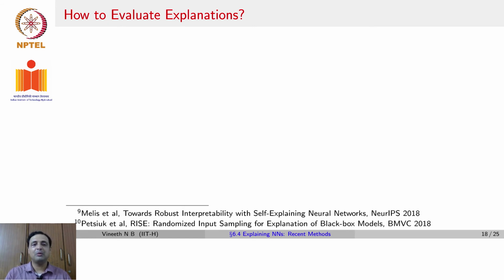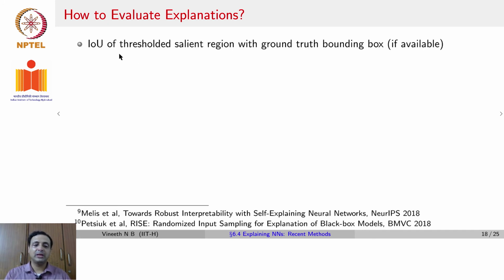Right? But when you have a million images in your test set, you really cannot look at every image in that test set and study whether CAM is working better or Deep Lift is working better or Deep SHAP is working better. You need some objective metric that averages the performance across all of your images. How do you do this? A simple way would be to take the intersection over union, IOU, of the thresholded salient region with a ground truth bounding box if it's available.